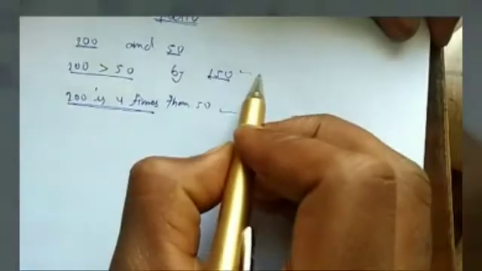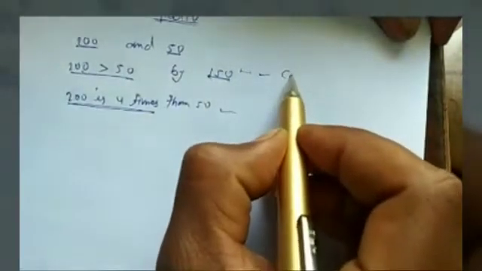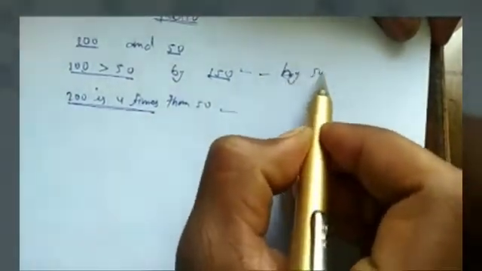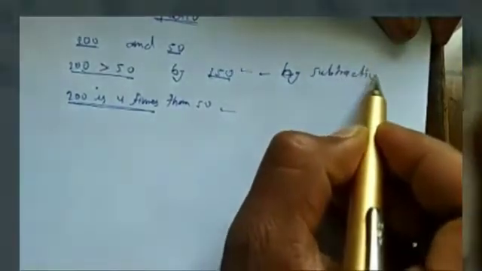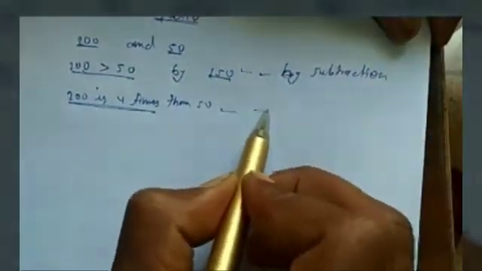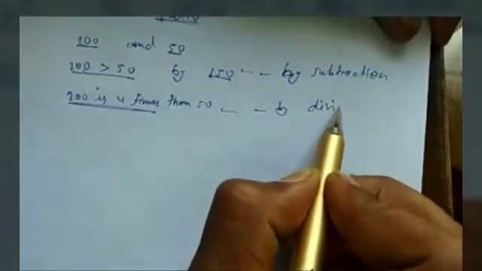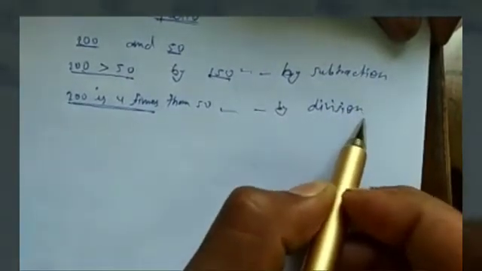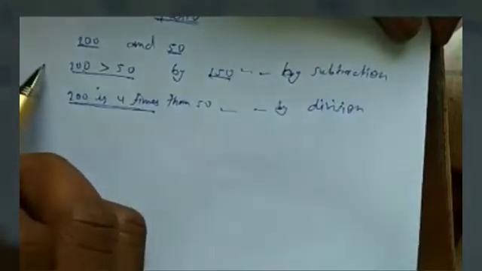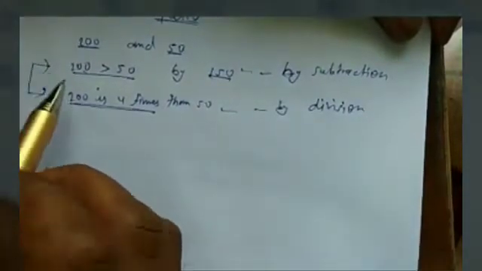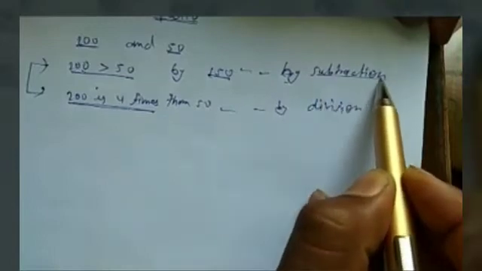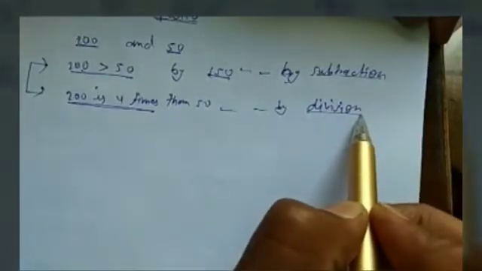In this method we subtract the smaller quantity from the greater quantity. This is called comparison by subtraction, and this is called comparison by division. So we conclude that we can compare two numbers by two methods: comparison by subtraction and comparison by division. Now we discuss only this point, comparison by division.